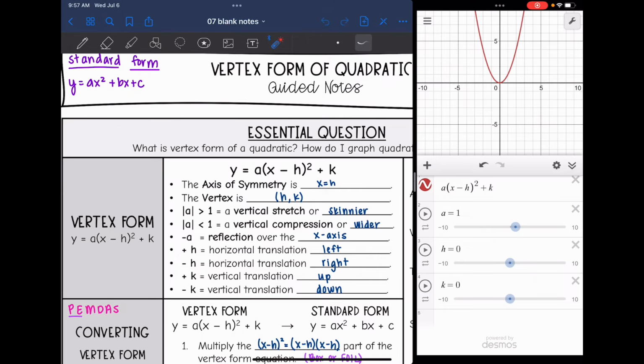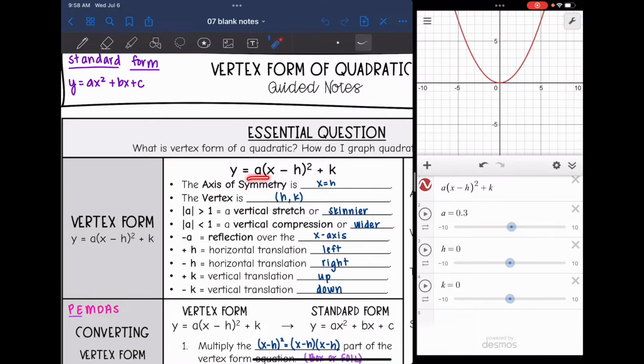And as you can tell from the name of it, it's going to tell us some different information than standard form. So I have put vertex form into Desmos, and we're going to see if we can determine what a, h, and k do to the parabola. So right now we have the quadratic parent function. Let's look at what happens when I make a bigger. It gets skinnier. So if a is bigger than 1, then it's going to get skinnier. Okay, let's look at what happens when I make the absolute value of a less than 1. So I'm not going to make it negative yet. It looks like I get wider.